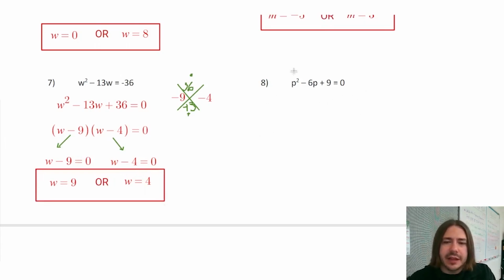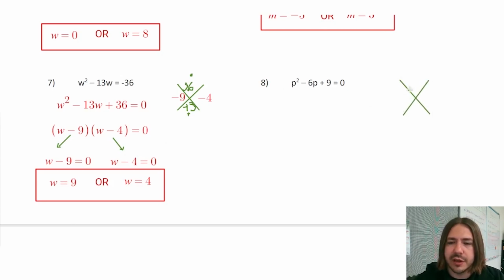Number 8, again, we've got the leading coefficient that's 1. Take our nice handy shortcut here. Since both numbers multiply to give you a positive 9, but add up to give you a negative 6, again, both of these numbers need to be negative. 9's pretty small, so it shouldn't take too long to find these two numbers, which would be negative 3 and negative 3.